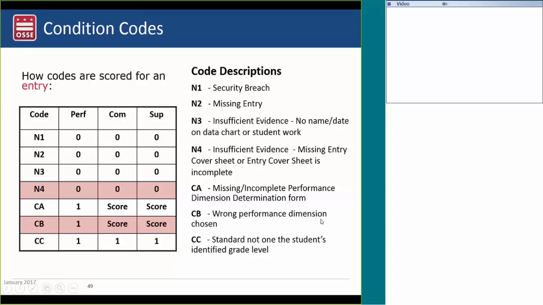CB, the wrong performance dimension is chosen. Given that we're using this performance determination form, CB should not be an issue, because you can only respond yes either to the attainment dimension or to the progress dimension. CC, the standard is not on the student's identified grade level. Everything scores a 1 if, say, you've got an 8th grade student, but you assign him a 5th grade standard. That entry would score a 1 all the way across.